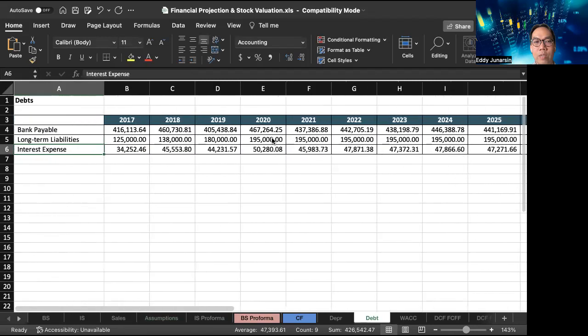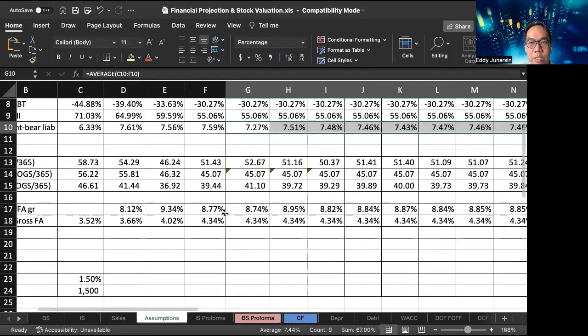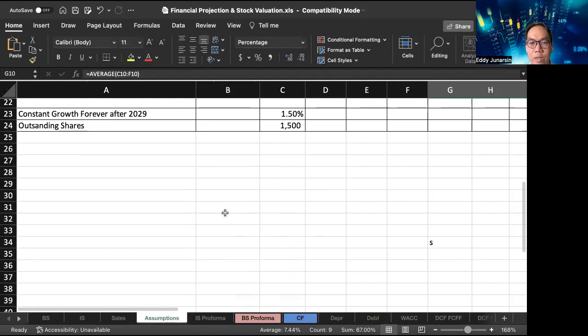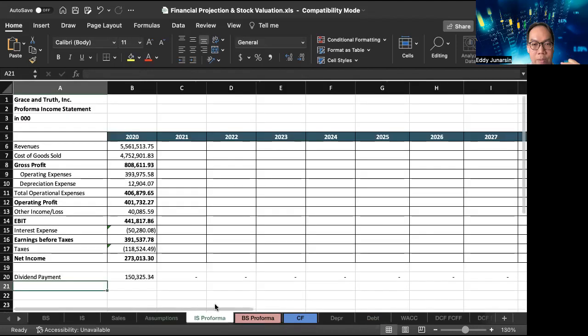So we got the estimates, the projections. All right. I think all assumptions are pretty much completed, right? With the cost drivers or the drivers. Now we can start making the pro forma, right? The pro forma income statement. We'll start with the pro forma income statement.